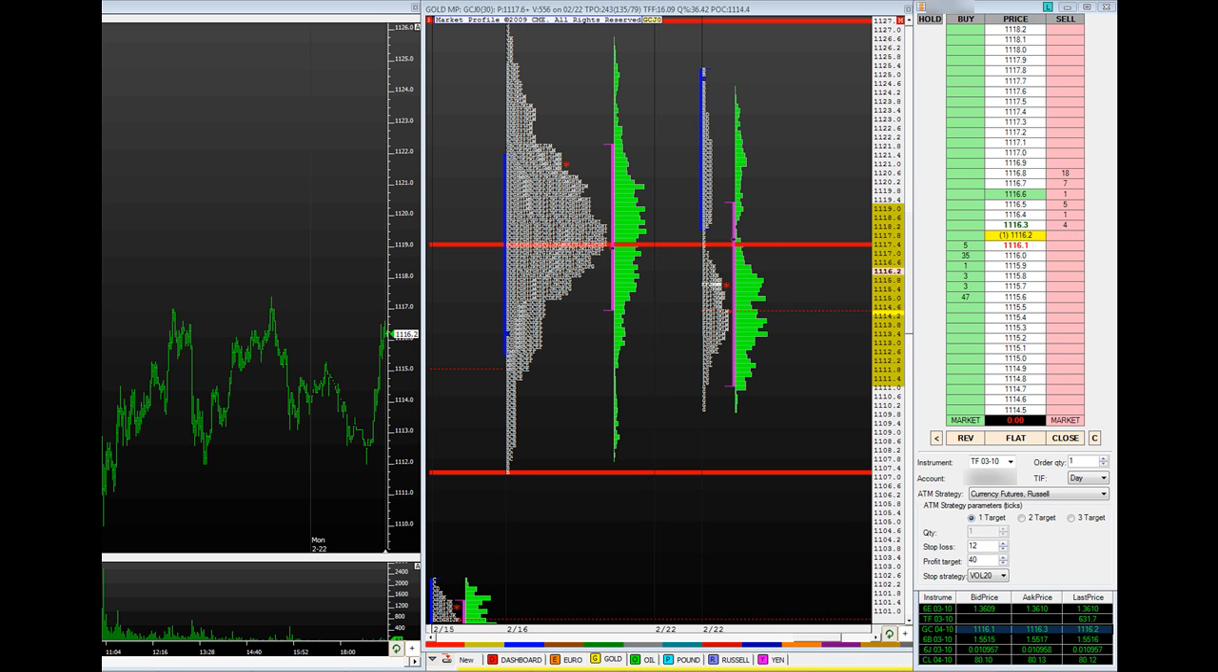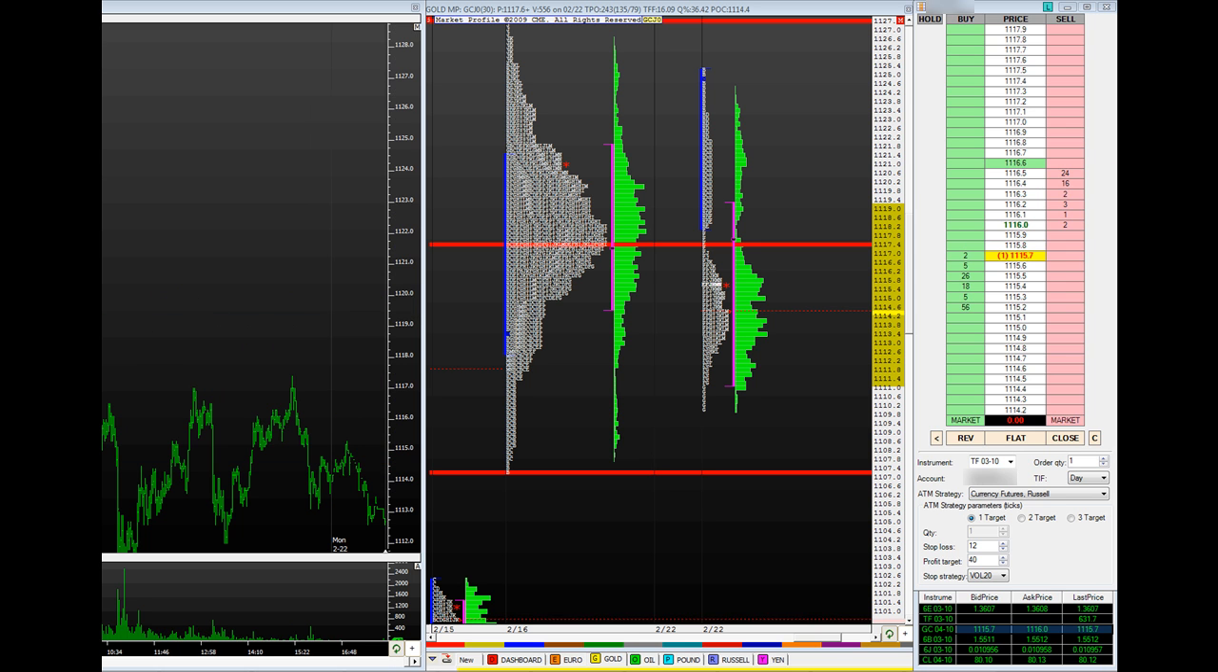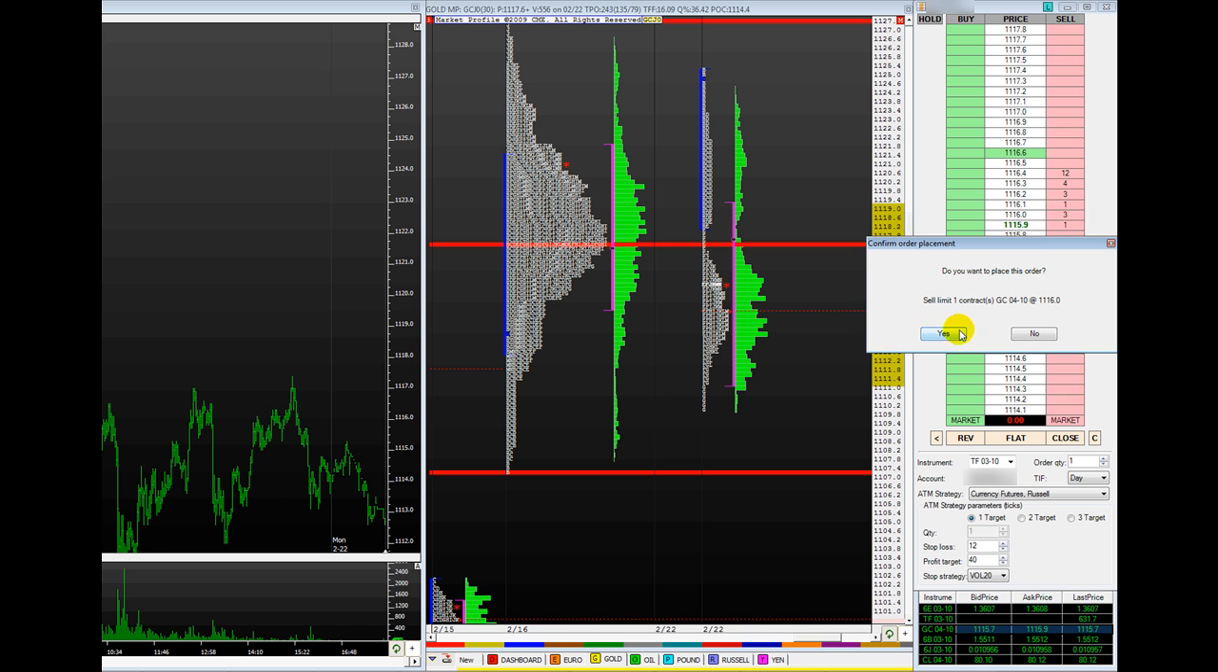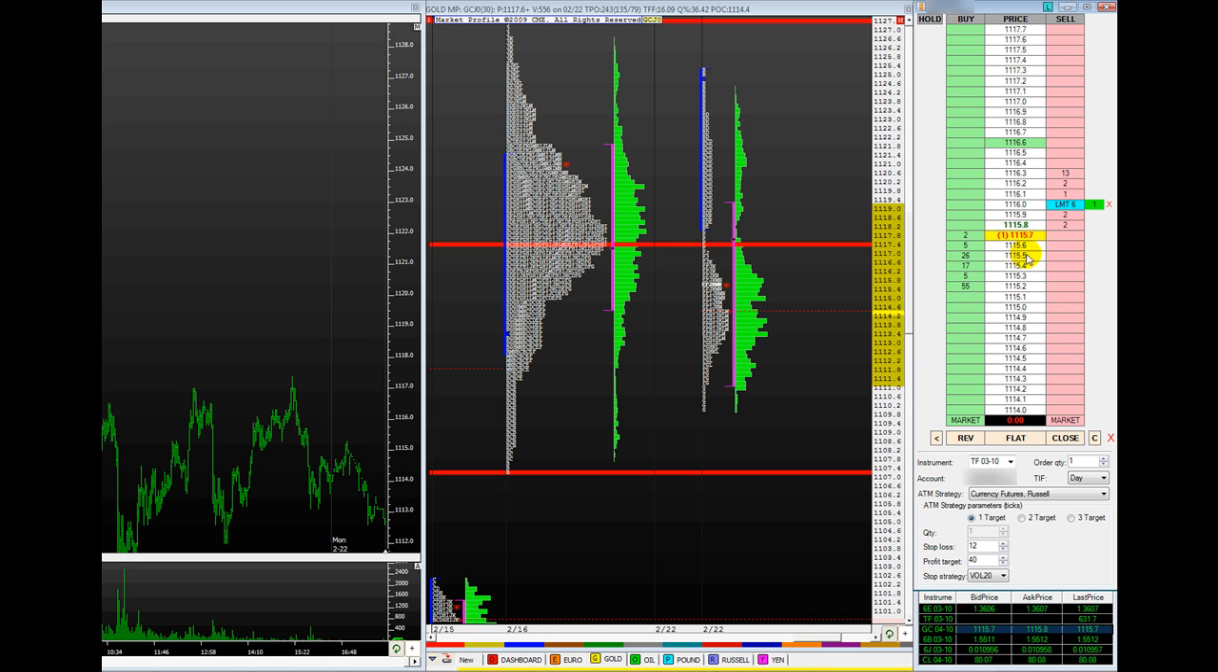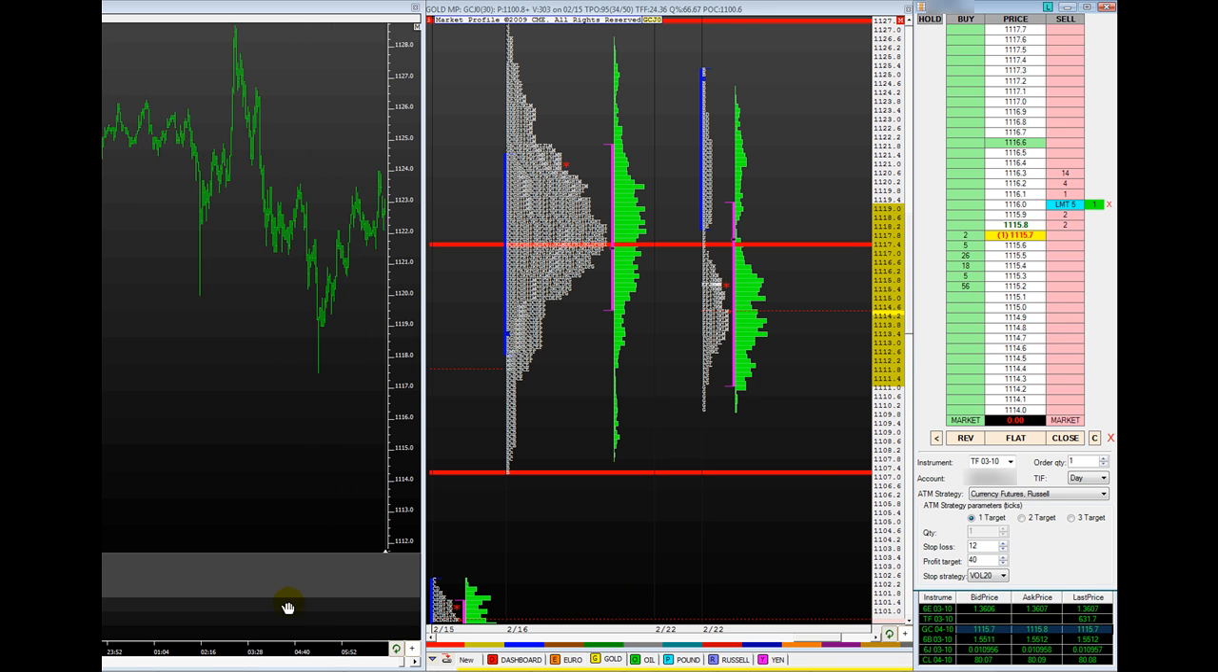Okay, everyone, we have a trade setup forming right over here. You could see this gold market has been in a balance area, and guess what we're nearing? We're nearing the top edge of it, which is an area to sell. So we're gonna put an order in to sell one contract at 11.16.